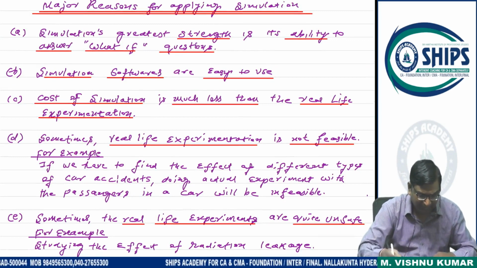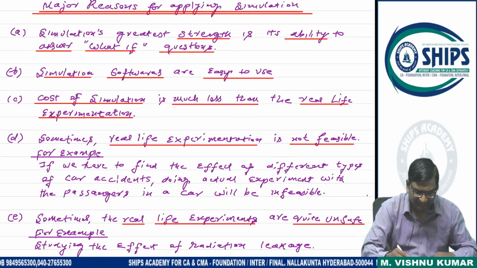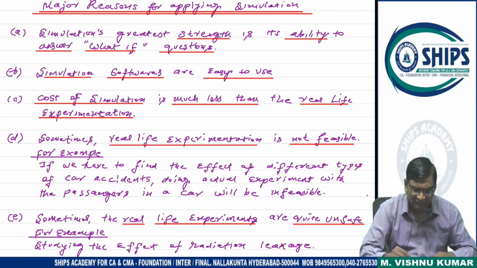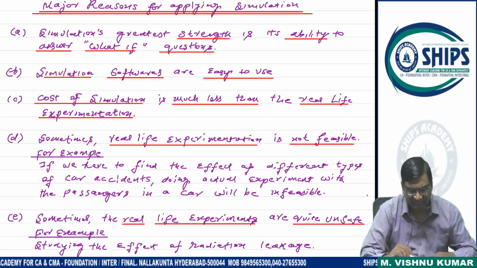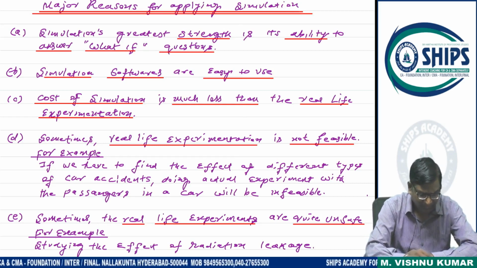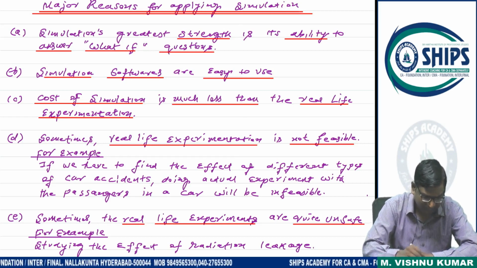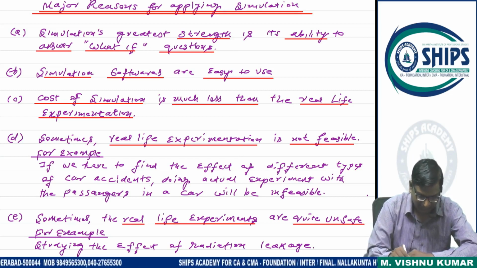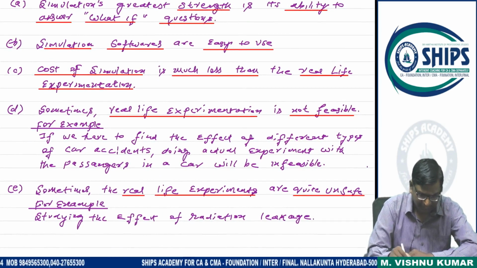Next, as I already explained, in some cases in the real world we cannot directly do the experimentation because there is a very high risk situation. So in those cases, simulation is the only answer. Simulation software is easy to use. The cost of simulation is much less than a real life experiment. Sometimes real life experimentation is not possible, not feasible. Like the car example I gave. What is the possibility of a car accident? So in a real environment, this experimentation is infeasible.